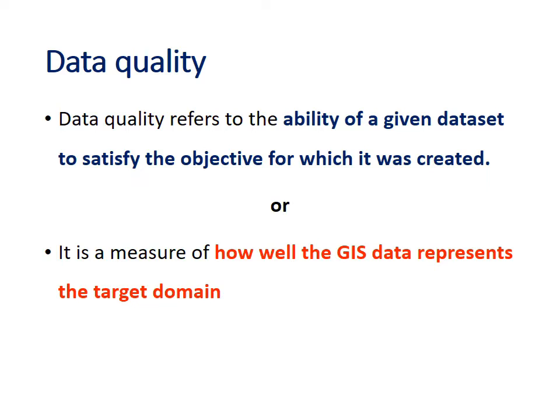Data quality basically refers to the ability of a given data set to satisfy the objective for which it was created. We have different sources of data, and all these sources of data will be encoded either in raster or in vector format, which will be a spatial encoding, and also the attribute encoding will be done. And how well all these data sets satisfy the objective of your analysis is what we call the data quality. It is also defined as the measure of how well the GIS data represents the target domain. The target domain is the target analysis purpose for which you are designing this GIS.